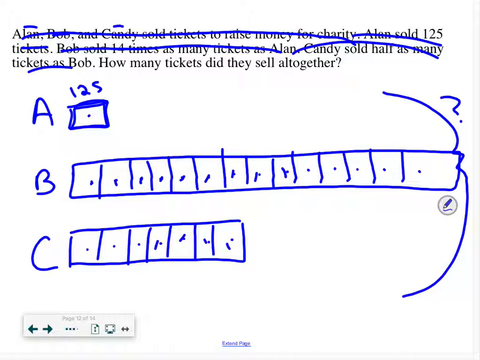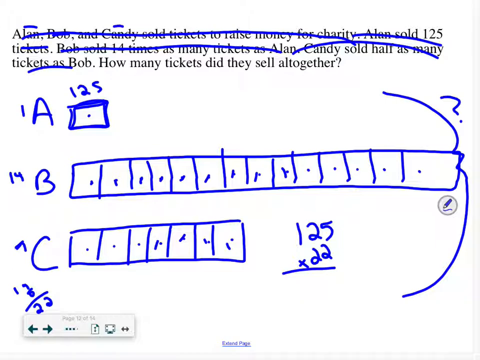So I'm going to count how many I have. I know that I had 14 here, and then I had 7 here, and I have 1 here. So I'm going to add them. 7 plus 1 is 8, and 14 plus 8 gets me to 22. There's 22 boxes, and every single one is 125. I know that I'm going to do 125 times 22. And when I do 125 times 22, that's really 125 times 2 ones and 125 times 20.